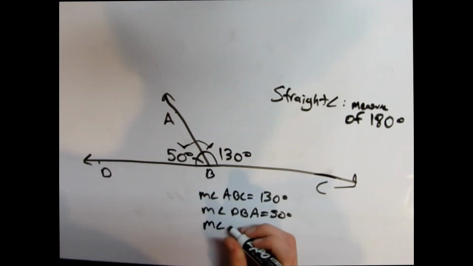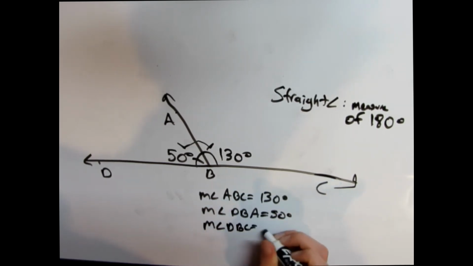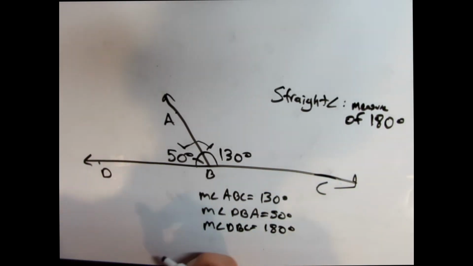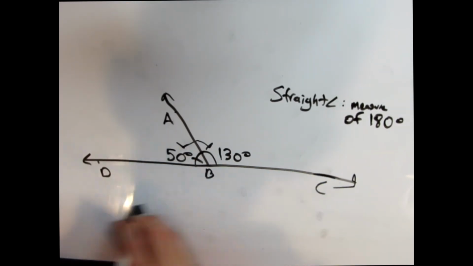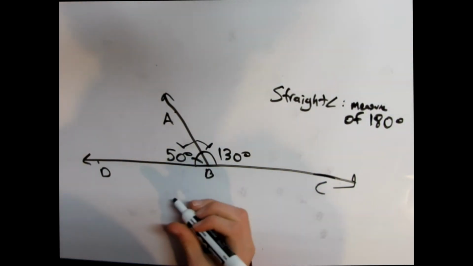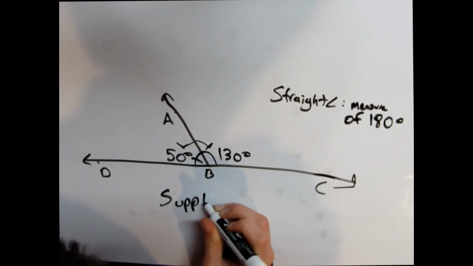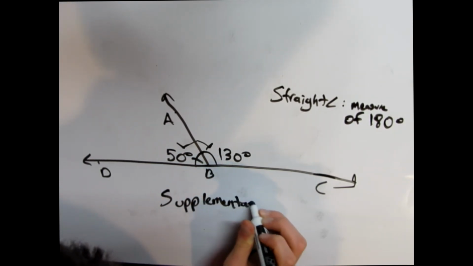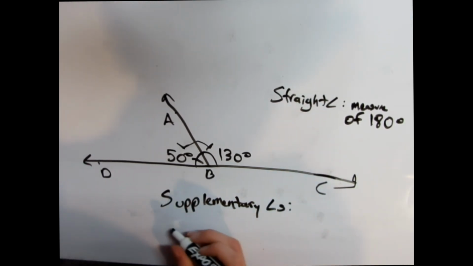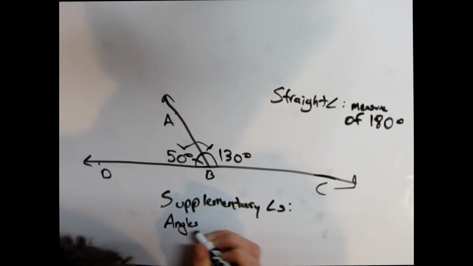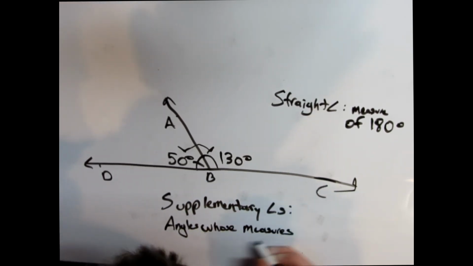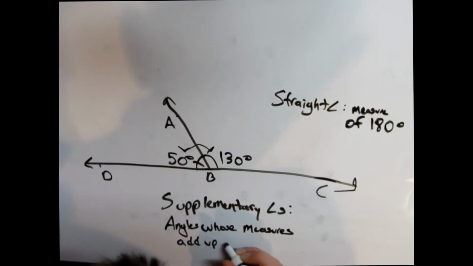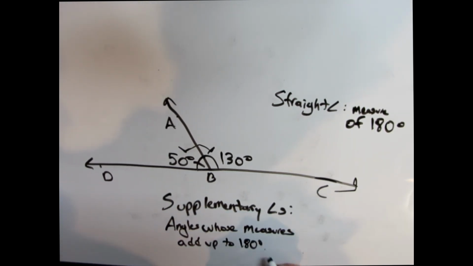And we have a word for that too. And that is a supplementary angle. So let me get this stuff out of the way and write the definition of a supplementary angle. Okay. So, supplementary angles: angles whose measures add up to 180 degrees.